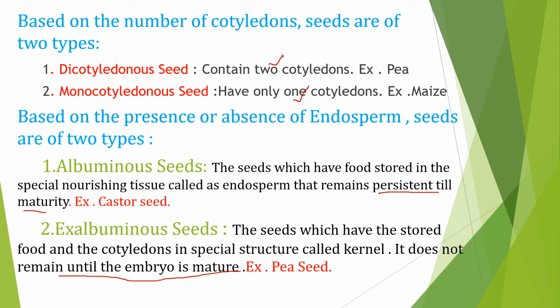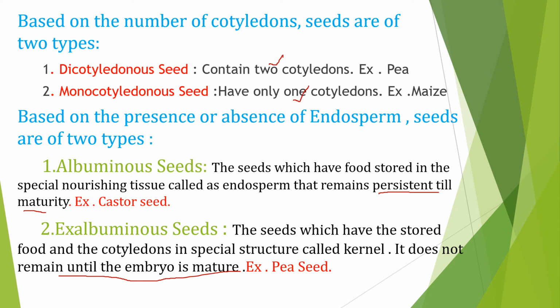Now based on the presence or absence of endosperm, seeds are of two types, albuminous seeds and ex-albuminous seeds. Albuminous seeds are also called endospermic seeds. These seeds have food stored in a special nourishing tissue called endosperm, and it remains persistent till maturity. For example, in the case of castor seeds.